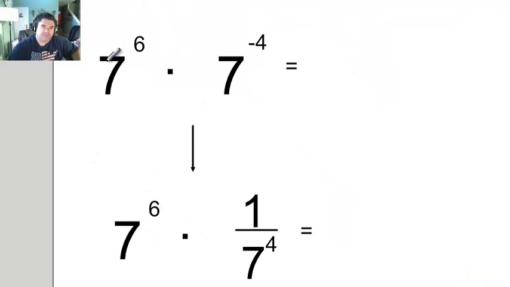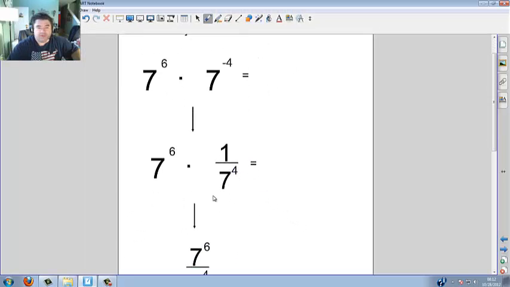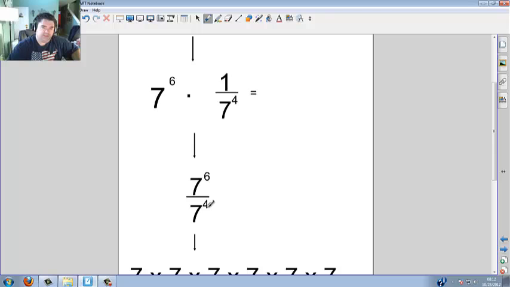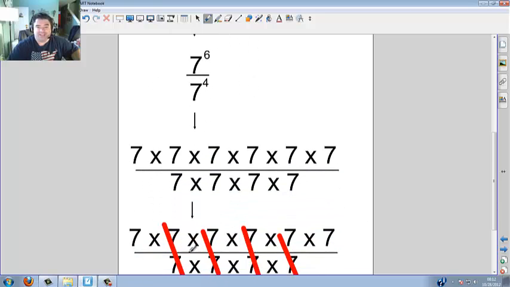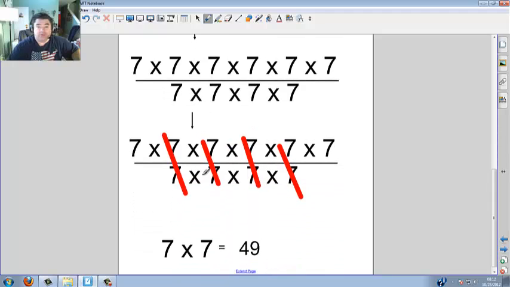Now let's try another. 7 to the sixth power times 7 to the negative fourth power. Now basically you can go ahead and change this to 1 over 7 to the fourth power. And 7 to the sixth times 1, which is 7 to the sixth, divided by 7 to the fourth, so you're taking 4 away. Like this. And notice how if I lined them up, I would go ahead and cancel 4 of them out, leaving 2 on the top.